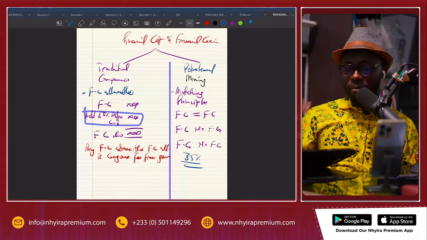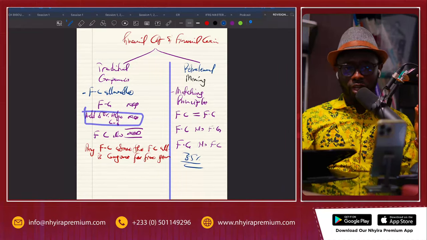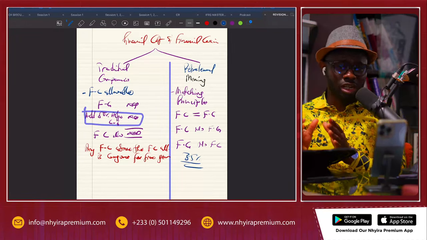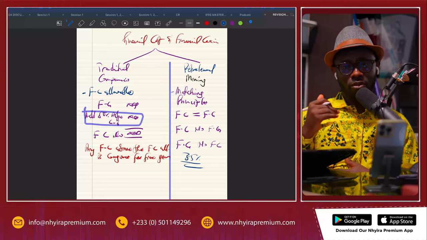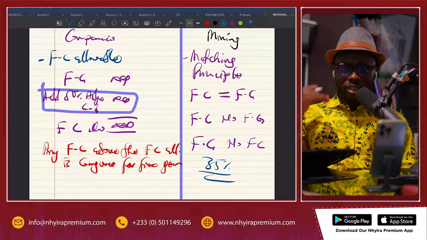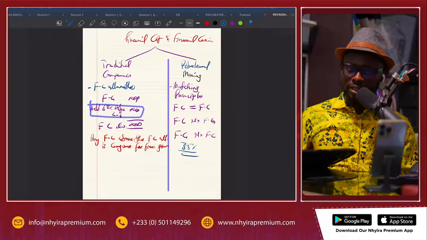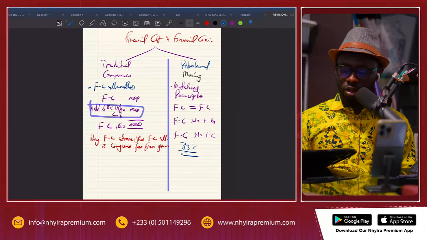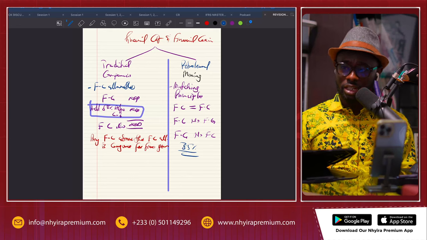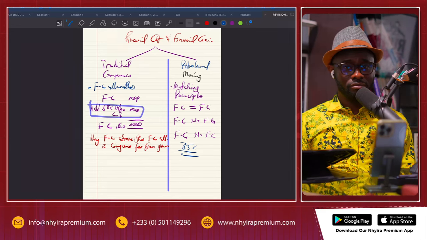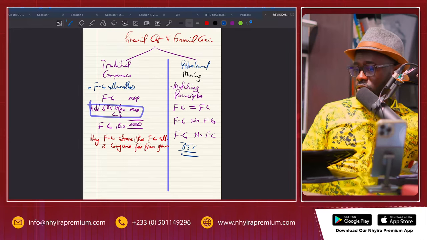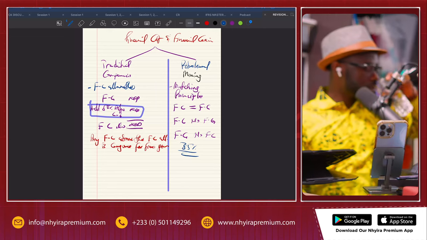So for the petroleum and mining people, financial cost and financial gain is on the matching principle. But for the traditional companies, the financial cost allowable is the financial gain plus 50% of adjusted chargeable income. And that is the concept of financial cost and financial gain. Very sweet, simple, straight to the point. Any questions, you raise your hand, we'll bring you up, or you put it in the chat for me.